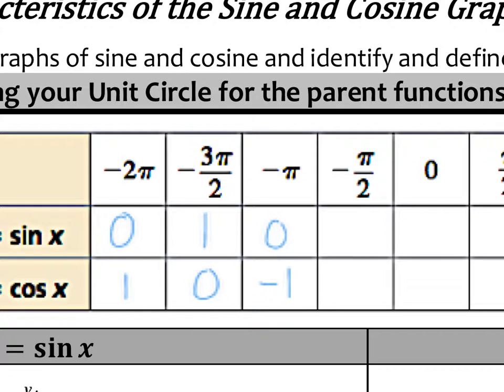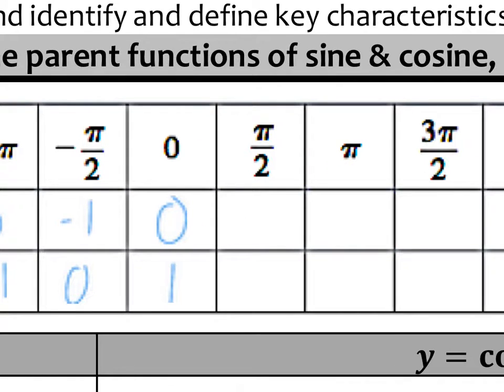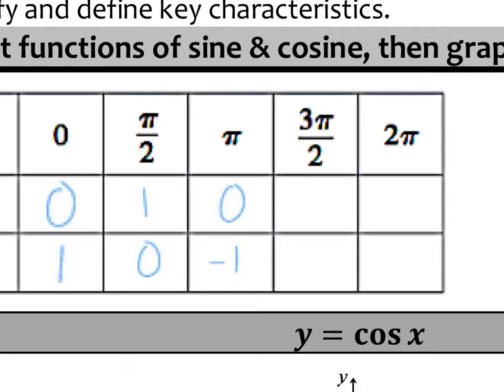And we're just continuing to rotate, negative 1 and 0 at negative pi over 2. Then we're back at 0, so we're back at 360 degrees in the 0 spot, and we're at 0, 1 again. Okay, as we move on, pi over 2 is at 1, 0. Pi is at 0, negative 1. 3 pi over 2, negative 1, 0. And then we're back at 2 pi, and we have 0, 1.